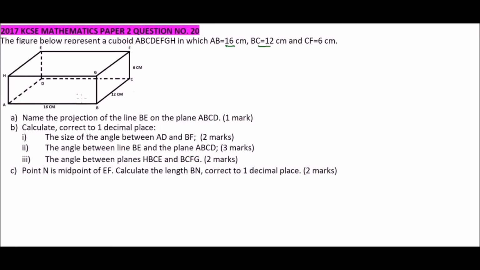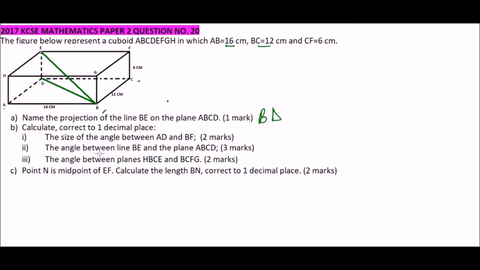So this is our plane ABCD, and this is our line from B to E. Now we say that the projection of this line is a line that will fall onto the plane ABCD. So for the line BE, the projection is line BD. So the projection is BD. Let me show you the line BD. So this is the projection BD, and you can see BE can fall down onto BD.